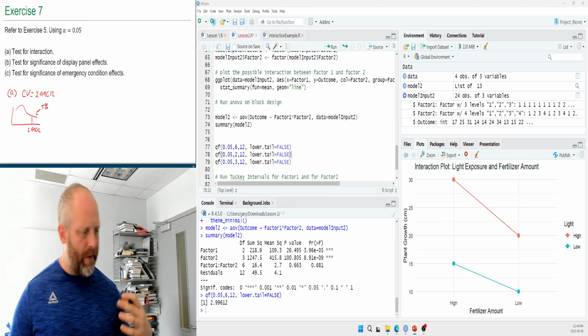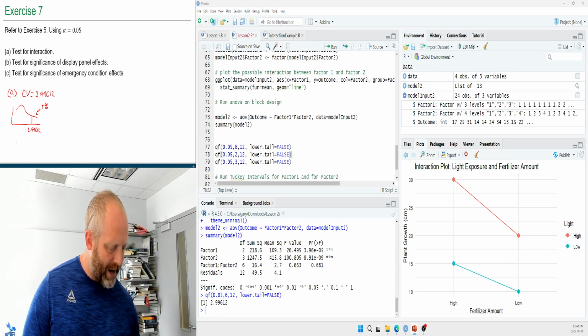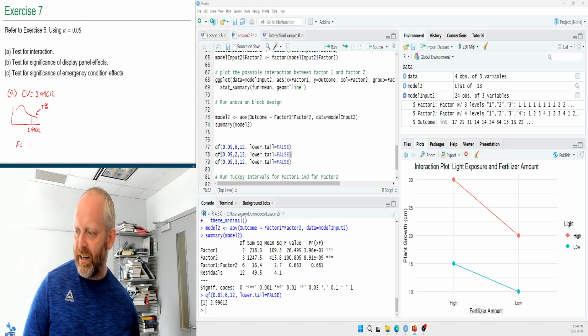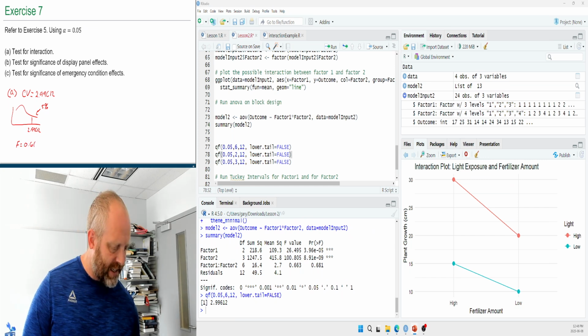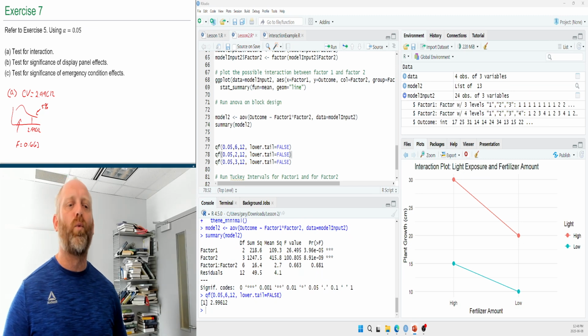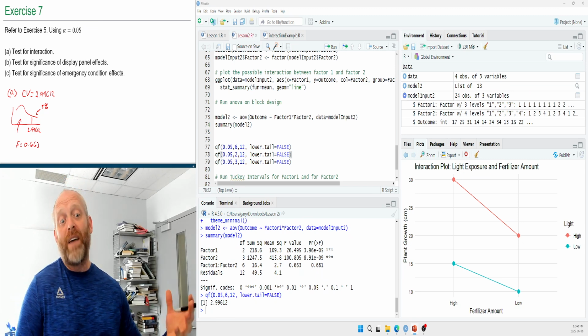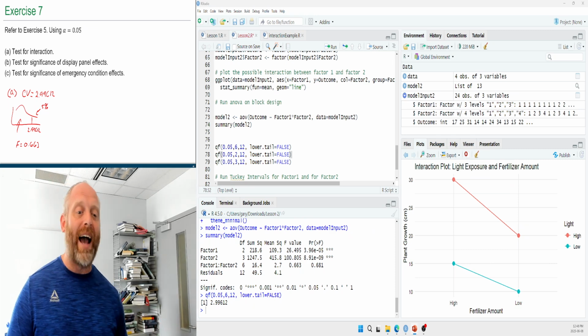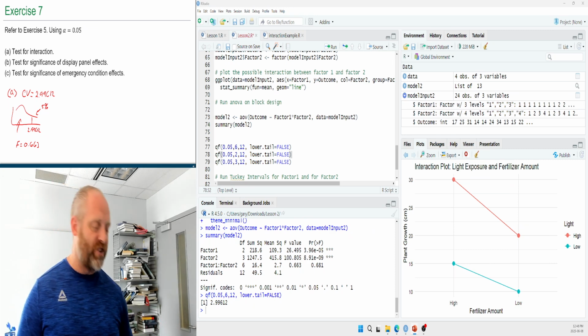And in this case, my F value, or my F statistic that was calculated here, is 0.663. So that lies in the fail to reject range. Okay. So we don't have enough information to say that there is, in fact, an interaction. So we fail to reject.